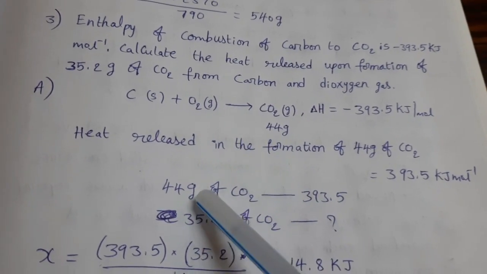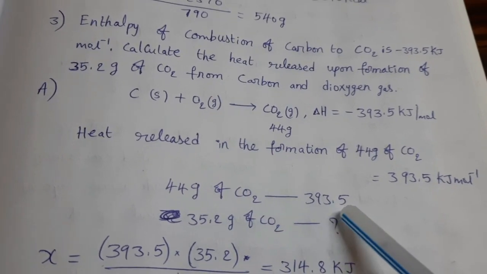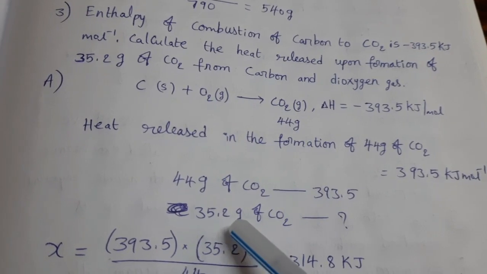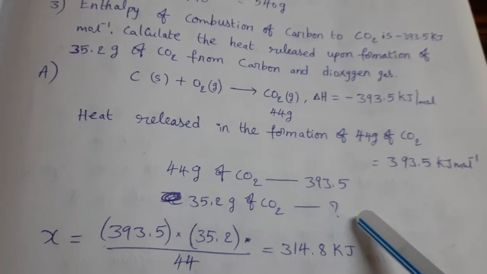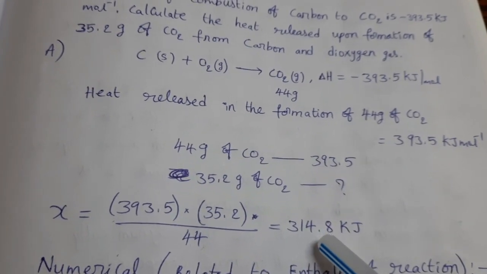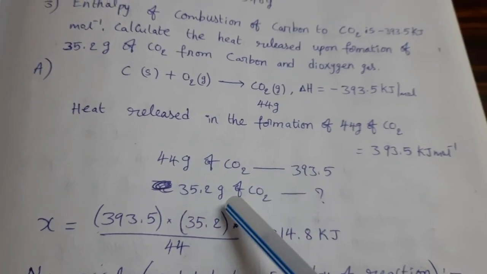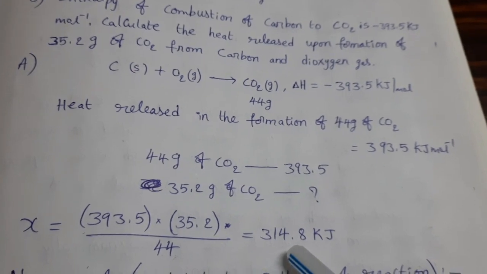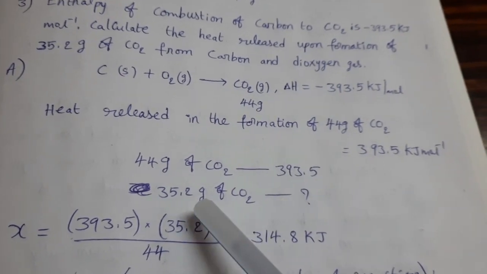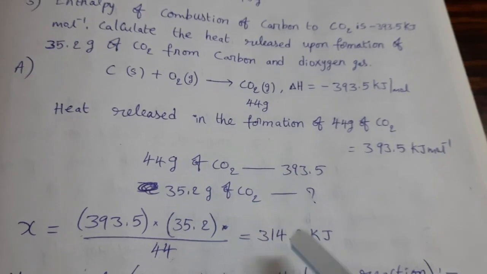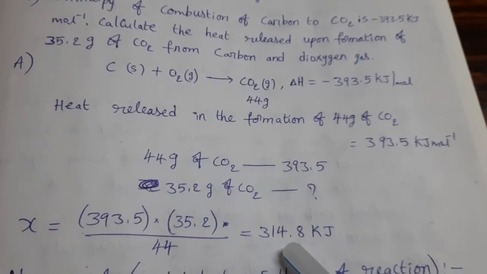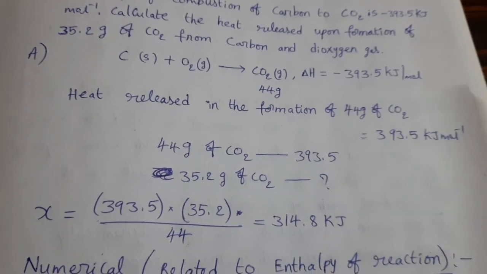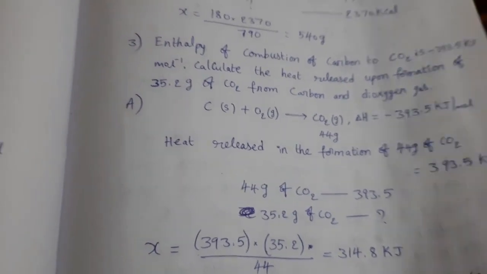So for 44 grams of CO2, the heat energy released is 393.5. For 35.2 grams of CO2, how much heat energy? So do the calculation, then we can get it. To form 35.2 grams of CO2, the released heat energy is 314.8 kilojoule. Okay, see the next one.